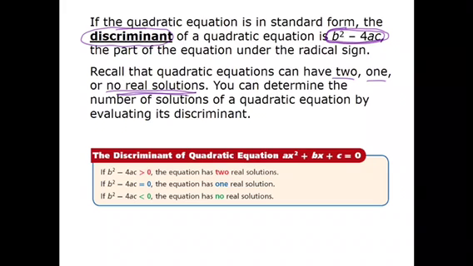And so the way that works is when you calculate the discriminant, the b squared minus 4ac, if that value is greater than 0, your quadratic equation has 2 real solutions. If it's equal to 0, it has 1 real solution. But if it's less than 0, it has no real solutions. So basically, if you have a positive answer, you have 2 solutions. If it's 0, you have 1 solution. And if it's negative, you have no solutions. And that makes sense because we can't square root a negative number. All right, so let's give this a shot.